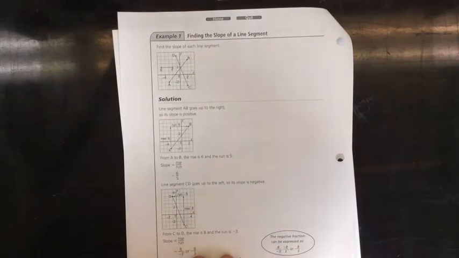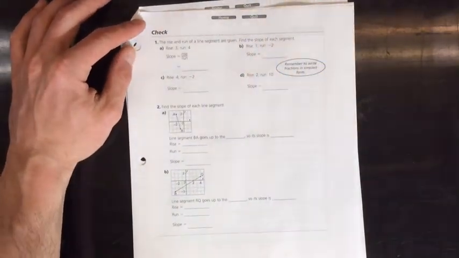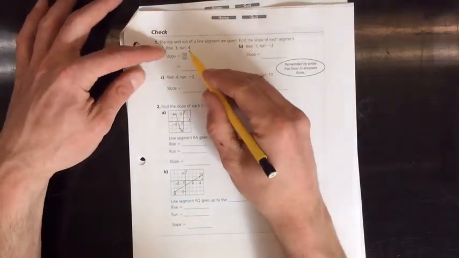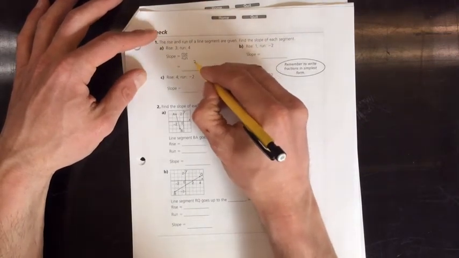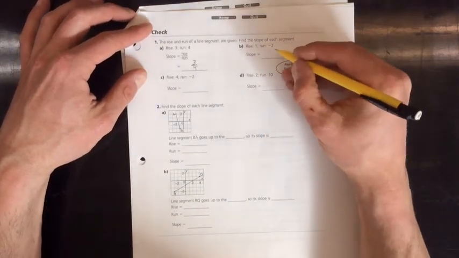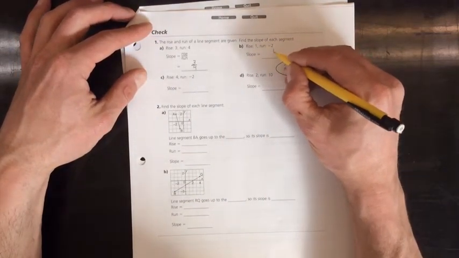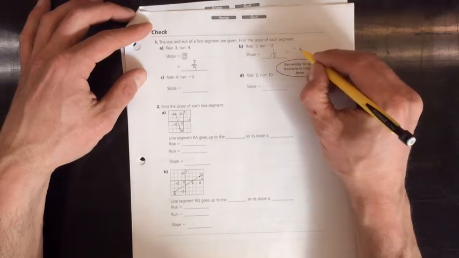Now the first thing we're going to do is find the slope of a line segment, and we're just going to count the grids to do that, or just use the numbers they provide. So in this first one, they tell me the rise is 3 and the run is 4. So rise over run is 3/4. If the rise is 1 and the run is -2, we're going to have 1 over -2. And this is equal to -1/2.